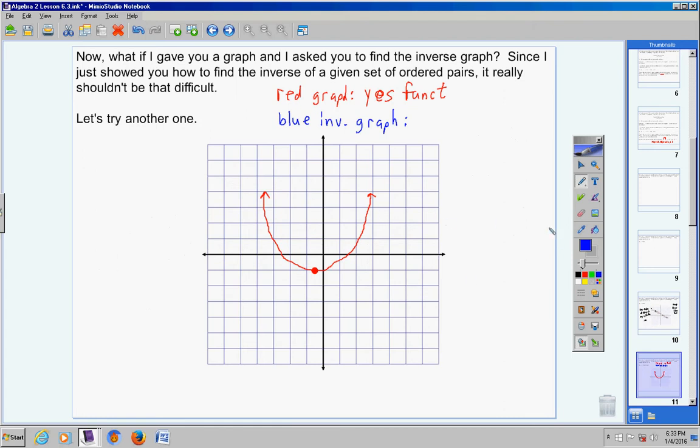So here we go. Let's use the horizontal line test on this graph. Is there anywhere you can draw a horizontal line that crosses the graph in more than one place? Booyah, right there. It crosses the graph here and here. It only has to fail once to fail. So the blue inverse graph is not going to be a function. Now let's see if that's true. Let's go ahead and find the function. Here we go.